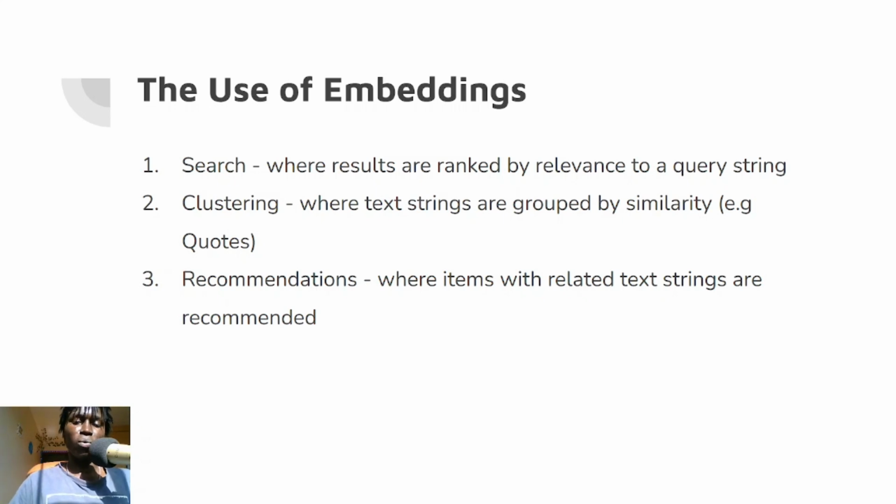So where items with related text strings are recommended. This can be used, for example, when you have an e-commerce store that sells skincare products. The user asks, I'm looking for a skincare product that moisturizes and also can remove my pimples. You can take that inquiry, turn it into an embedding, then check through all the products that you have. Those products have also been turned into embeddings. Then you're able to check which product embeddings are quite similar to what the user has asked for.